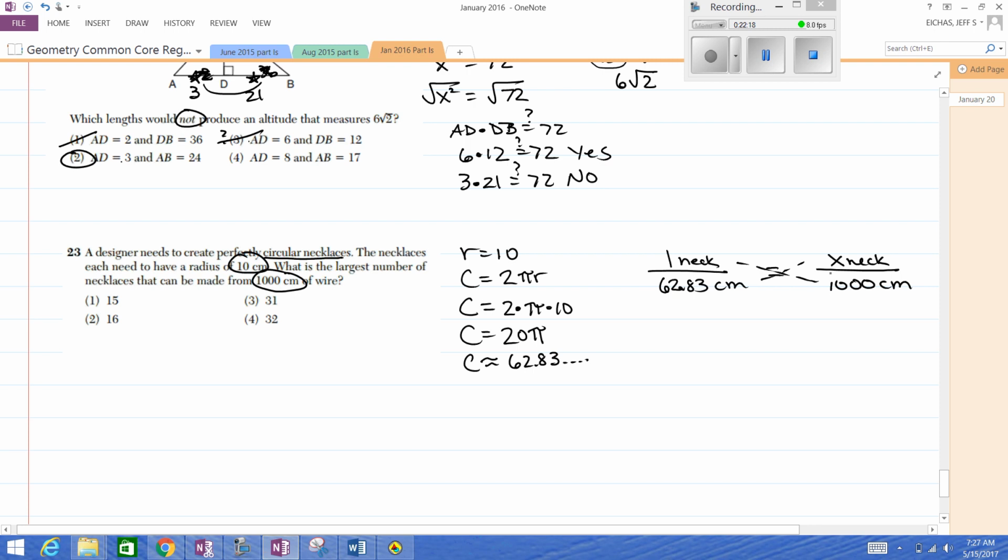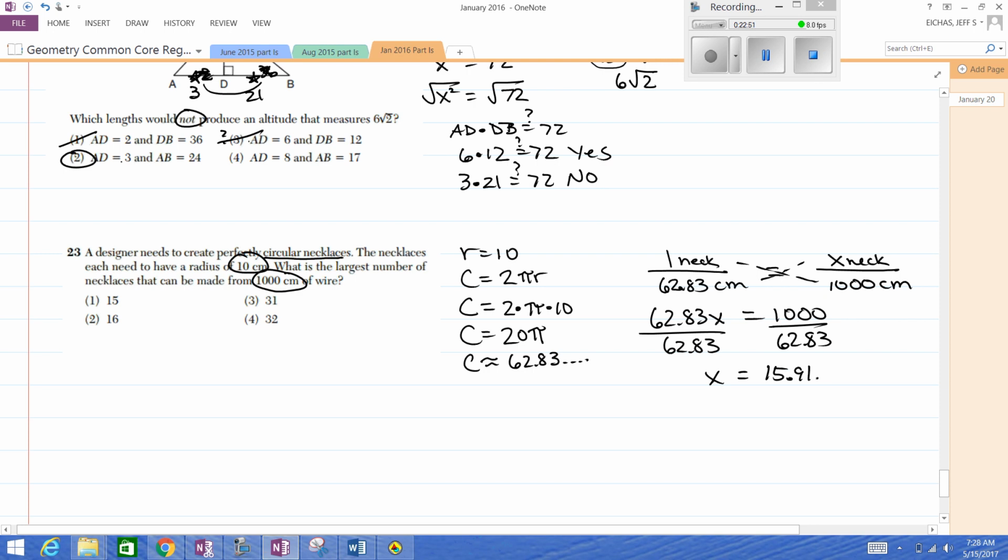So I try to do everything in proportions when I can, just so it's one method. Of course, there's other ways to do it. If you know right away that all you're going to do is divide by 62.83, just go ahead and do that. But I'm trying to give a method that always is reliable, and so that's why we do it this way. And then we're going to divide by 62.83. And we get, it looks like 15.91.